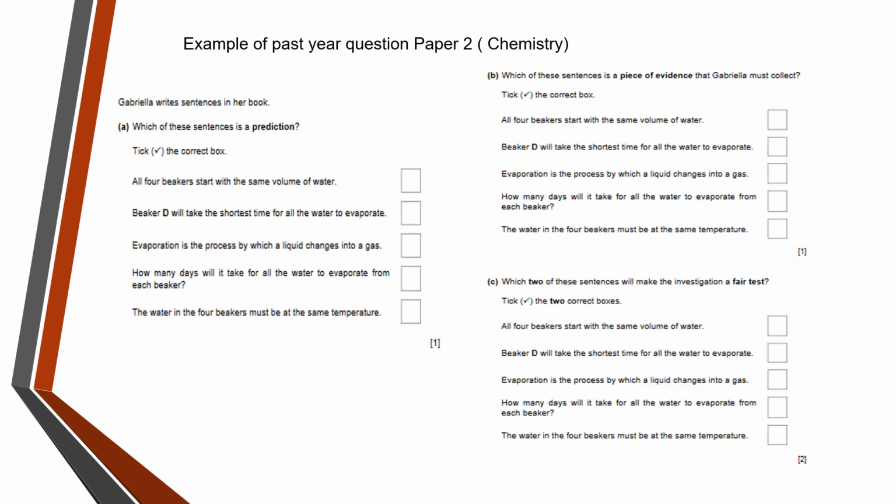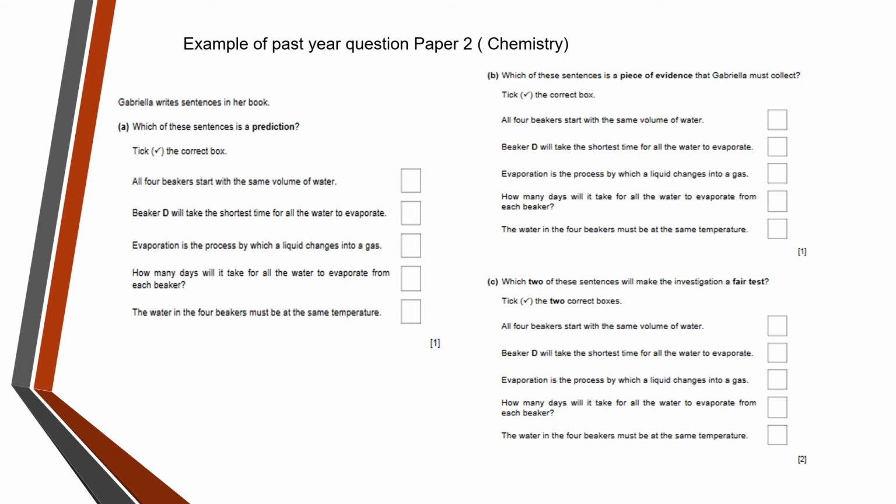Gabriella writes sentences in her book. Which of these sentences is a prediction? Tick the correct box. So let's read all the sentences before ticking the correct option. All 4 beakers start with the same volume of water. Okay. Yes, all 4 beakers started with the same volume of water, but we are looking to predict which sentence is a prediction. Beaker D will take the shortest time for all the water to evaporate.